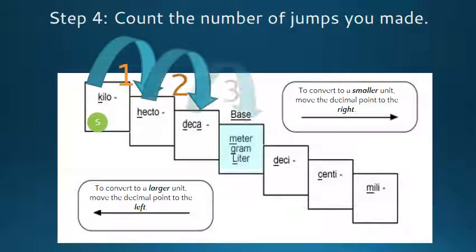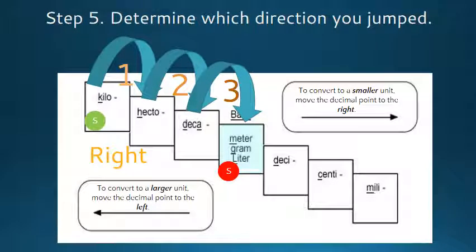1, 2, 3. So our red Skittle moves to our base unit. So that's 3 jumps, as you can see. And it's moving now, this time, to the right. It's moving this direction. So we're going to move our decimal place the same direction that we moved on our metric ladder.